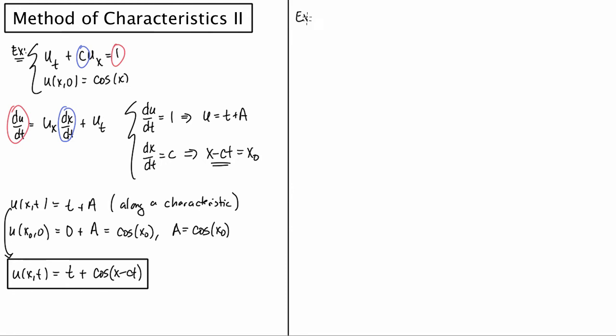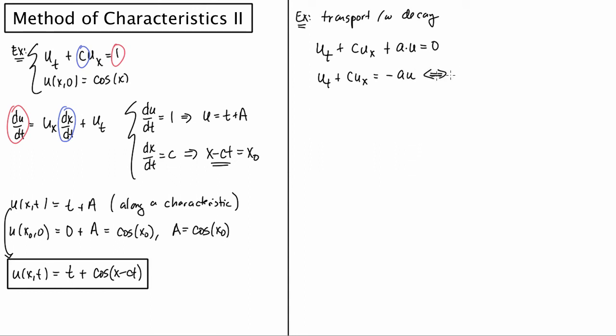All right, let's do it again for maybe a slightly different example. Here we're going to look at a transport equation with decay. So we're going to have a decay term in here, and you'll see why it's decay when we actually solve it. So the example that I have here is, let u_t plus c u_x, and then we're going to add in the term plus a times u equal to 0. So in particular, this says u_t plus c u_x equals negative a u, and comparing that with du/dt, this is our way to come up with the characteristics here.